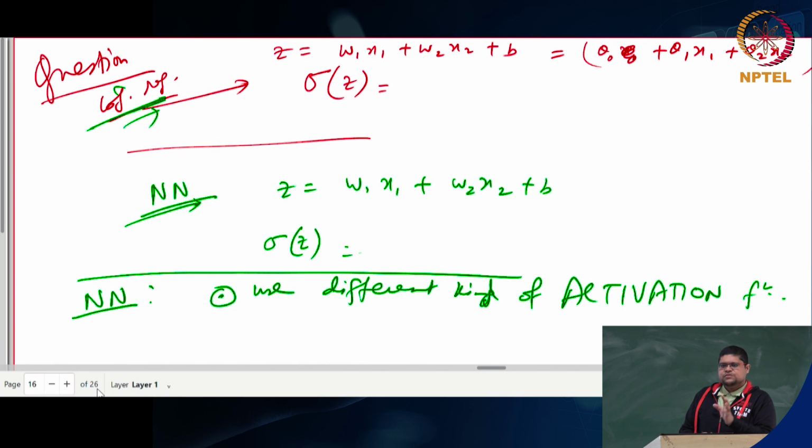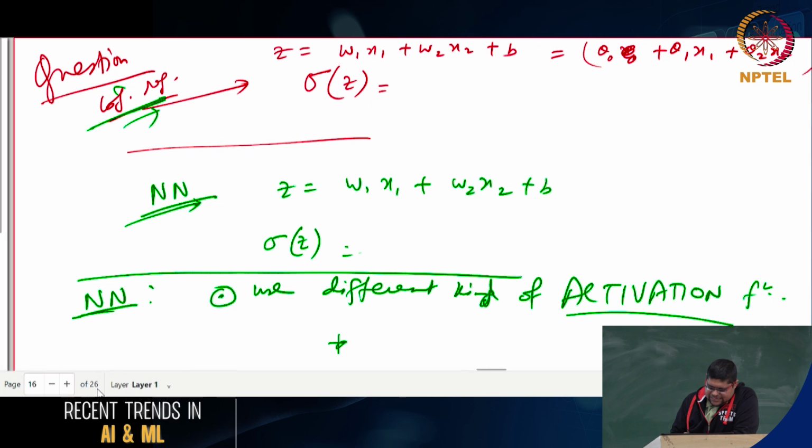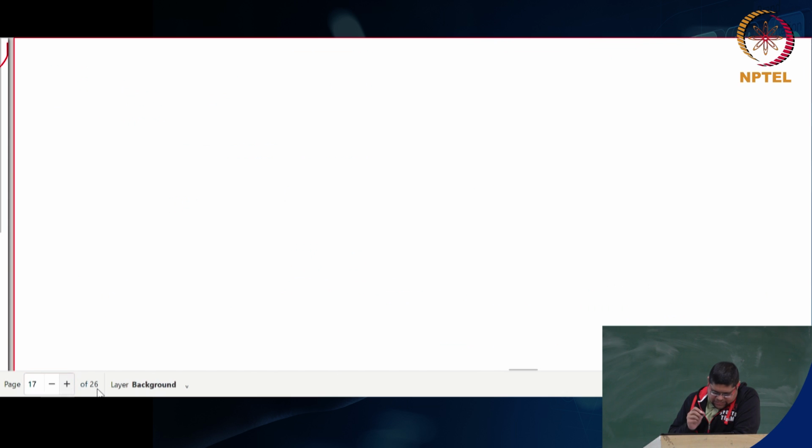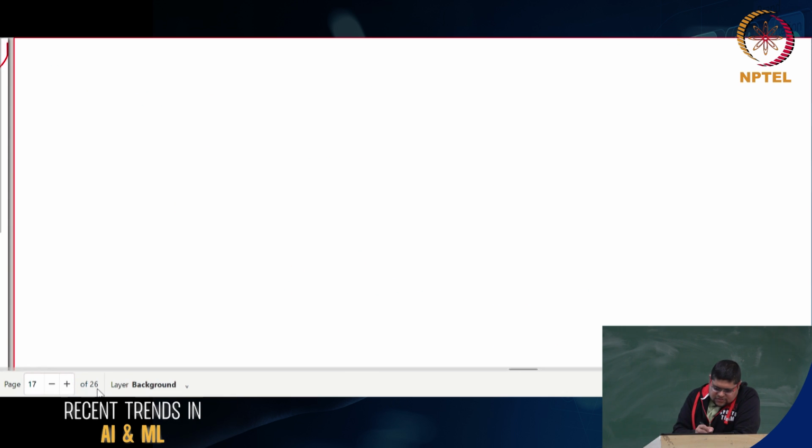Clear? So if in some interview anyone asks you the same thing: in a neural network you can use different activation functions, that we will see later, like tanh activation function or ReLU, leaky ReLU. And in the optimization function, we have just seen gradient descent, or gradient descent with momentum, and other types we may also see, and different types of loss function.